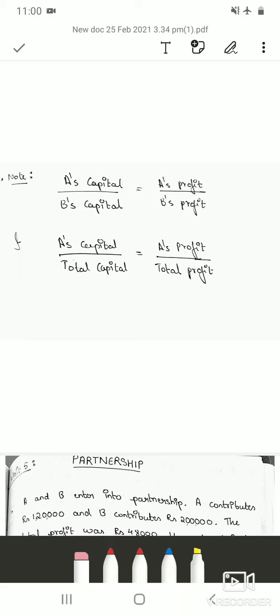Hello everyone, welcome to Commercial Arithmetic class. So we have started with the fifth unit, partnership. So today we will solve problems based on partnership.